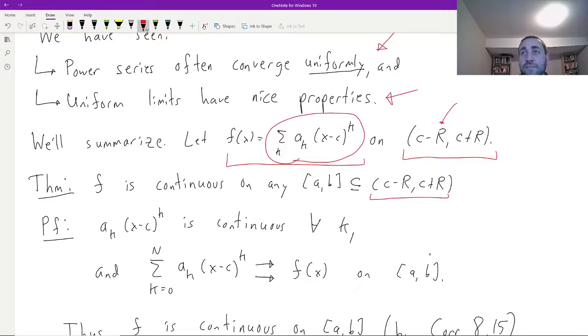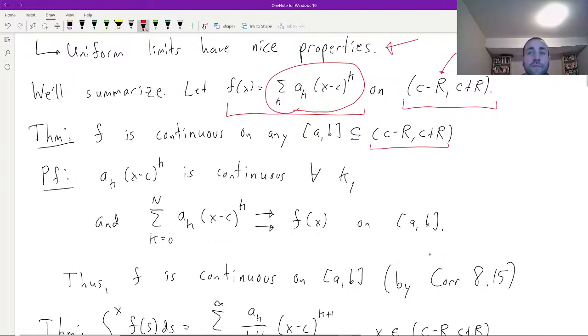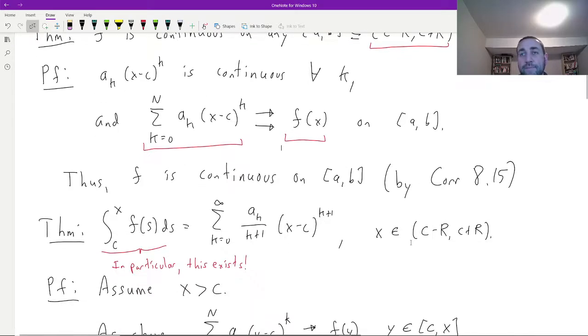Okay. What's the proof? Well, it's really just pushing together two results that we had before. We know that a_k (x minus c)^k is continuous for all k, right? It's a polynomial. And we also know that these partial sums associated with the power series converge uniformly to f on [a, b]. Now, that's not obvious, but that was something we saw last video. Whenever we have a sequence of continuous functions that converge uniformly, we know by corollary 8.15 from the lecture notes that in fact f, the limit itself, is also continuous on the same interval. Okay, so as I said, very short argument, but mostly it's short because we're pushing together a bunch of very powerful results that we've seen over the last few videos.